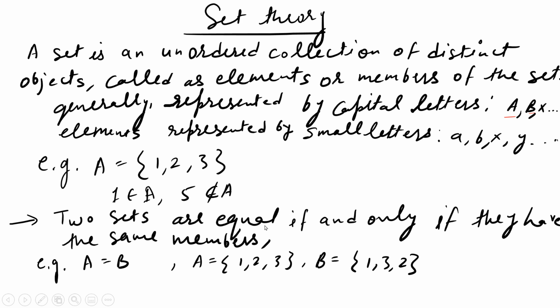Two sets are equal if and only if they have the same members. Like A has the elements 1, 2, 3 and B has the elements 1, 3, 2. So they have the same members, so A equals B.